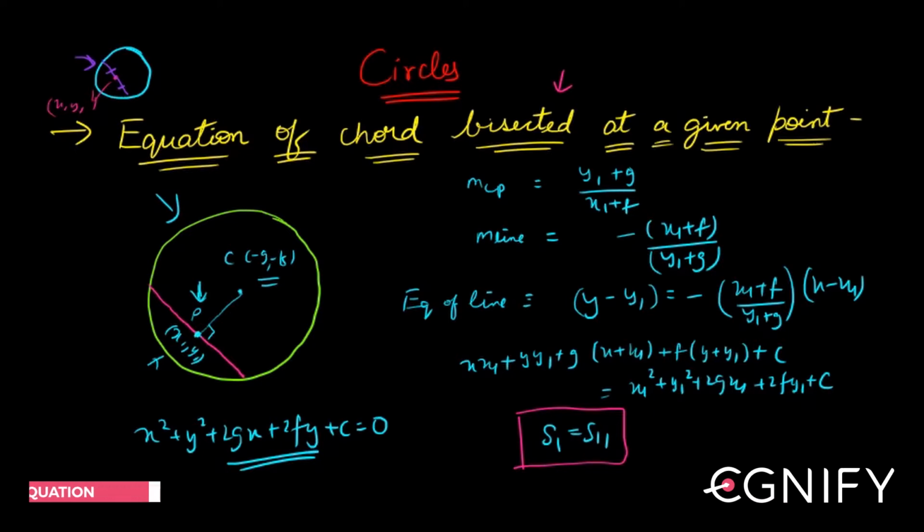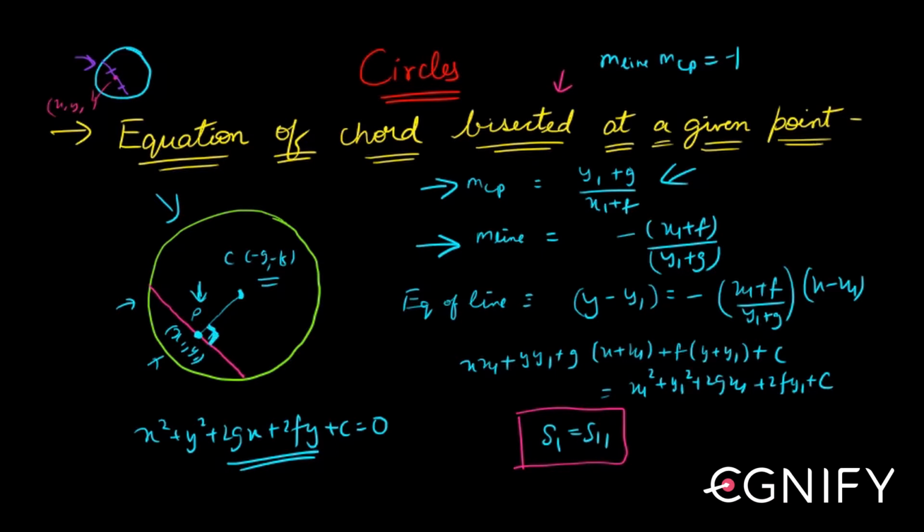We already know a point on the pink line, that's x1, y1. If I can get the slope of the pink line, then I can use the slope point form to get the equation. So first of all, I'll get the slope of CP because I know P and I know C, two points, so I can use the two-point form. If I get the slope of CP, then the slope of the line will be minus 1 by the slope of CP. So m of line into m of CP is minus 1. Why? Because they are at 90 degrees.